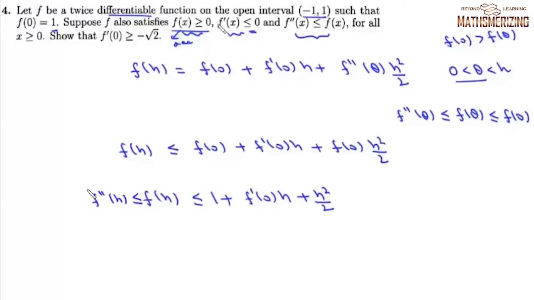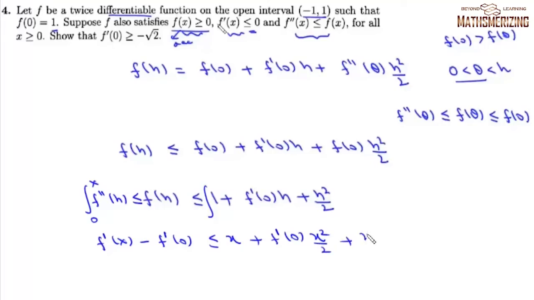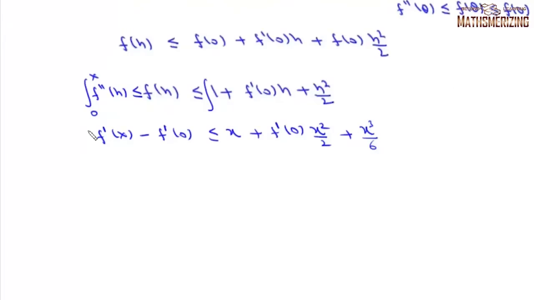Now we'll integrate both sides from 0 to x. So we can write f'(x) minus f'(0) will be less than or equal to x plus f'(0) x² upon 2 plus x³ upon 6. Now we'll integrate this once again from 0 to x.